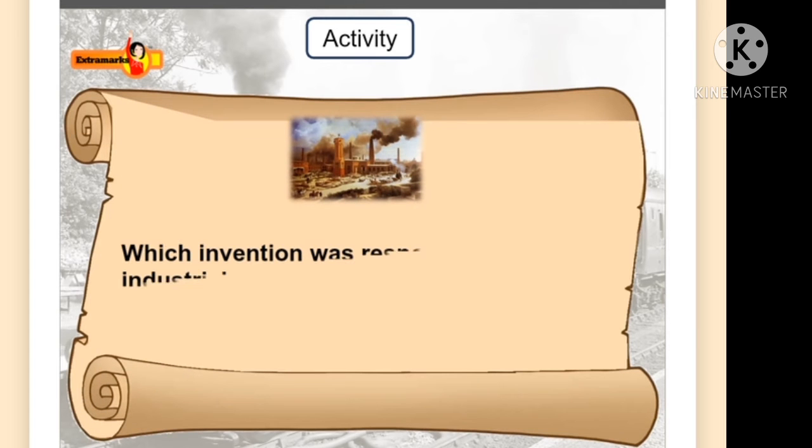Activity. Which invention was responsible for the Industrial Revolution?